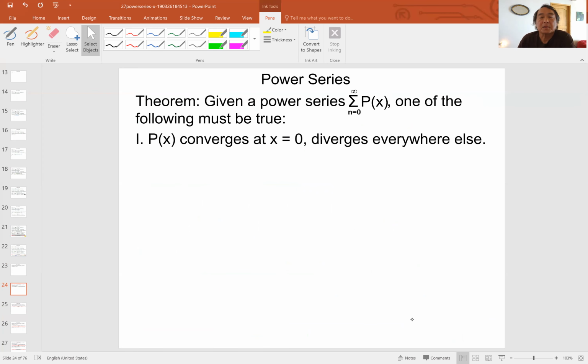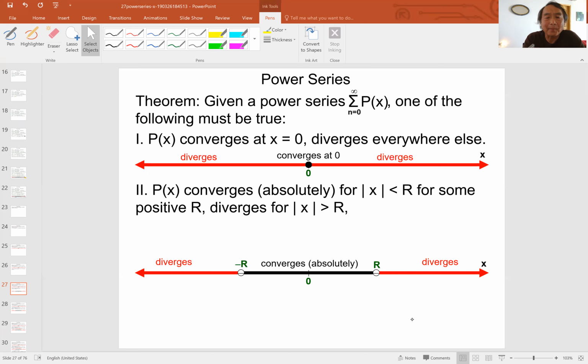Okay, so here's the theorem about power series. It basically says there are 3 types of domain for power series. It converges at exactly 1 point, or it converges absolutely inside an open interval and diverges outside. And at the boundary points, like the last case we had for the harmonic series versus the alternating harmonic series, at the 2 ends, you have to decide individually.